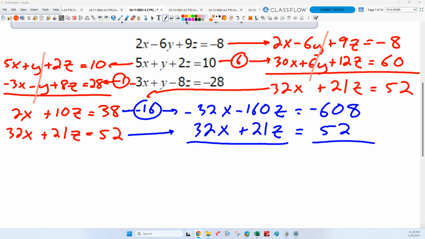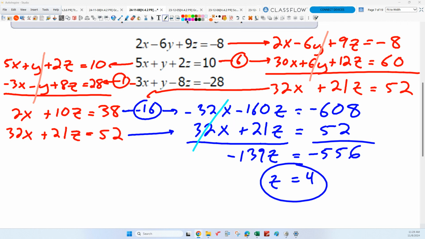Okay, good? Sure enough, we get the x's to cancel. And that gives us negative 139z equals negative 556. Okay, what would I do to solve for z? That's going to give me 4. Calculator, there you go. So we know z is 4.